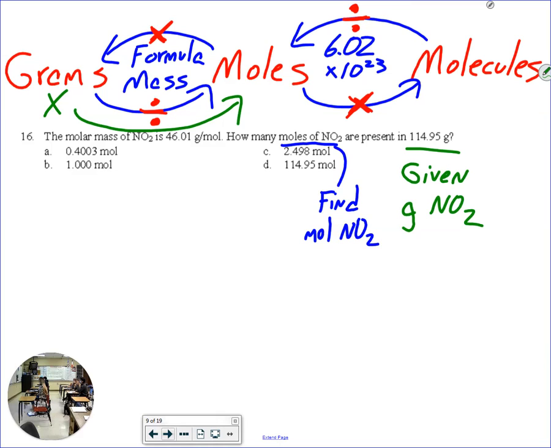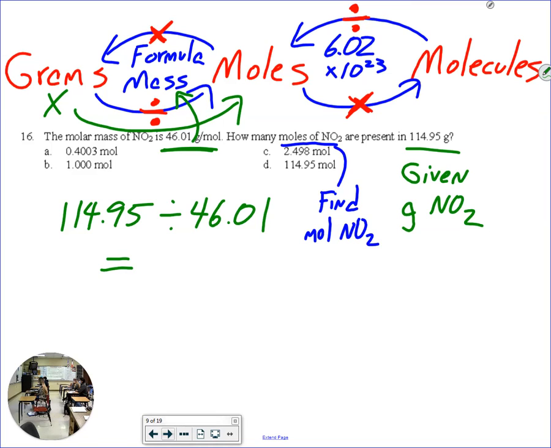So we're just going to go 114.95 divided by 46.01, which is our molar mass. Calculate that for us and tell us what you get. 2.498. All right. Very nice that they gave us multiple choice for that. That's not always going to be the case. That's going to be 2.498 moles of NO2.